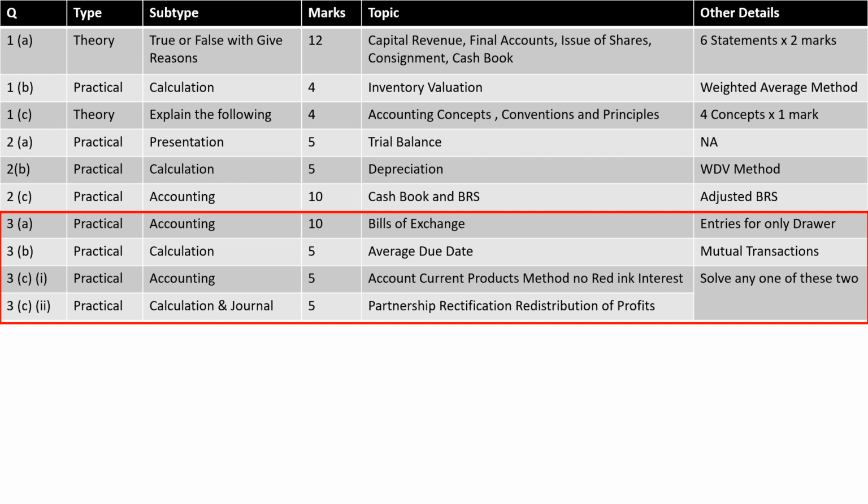I'm very sure that bill of exchange you must have already studied in 12th standard and you must have studied very nicely for CA Foundation also. So here if you are deciding to go for question number 3, you would have sure shot got 10 marks.